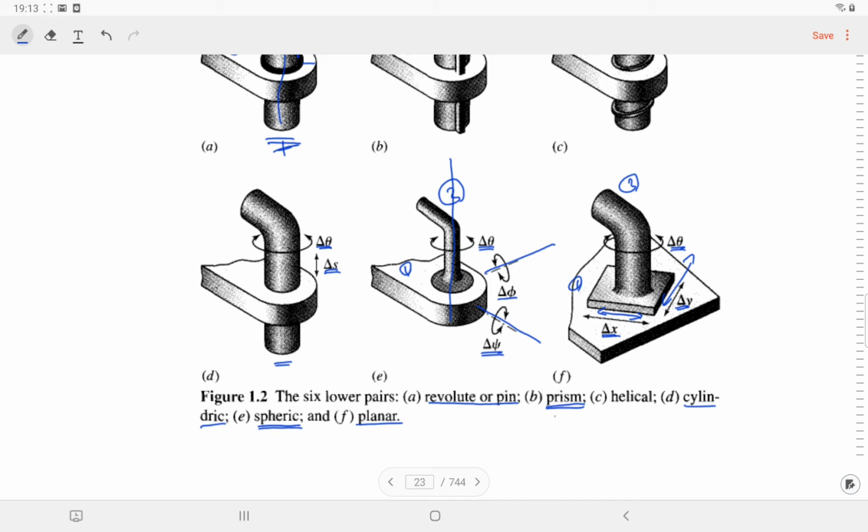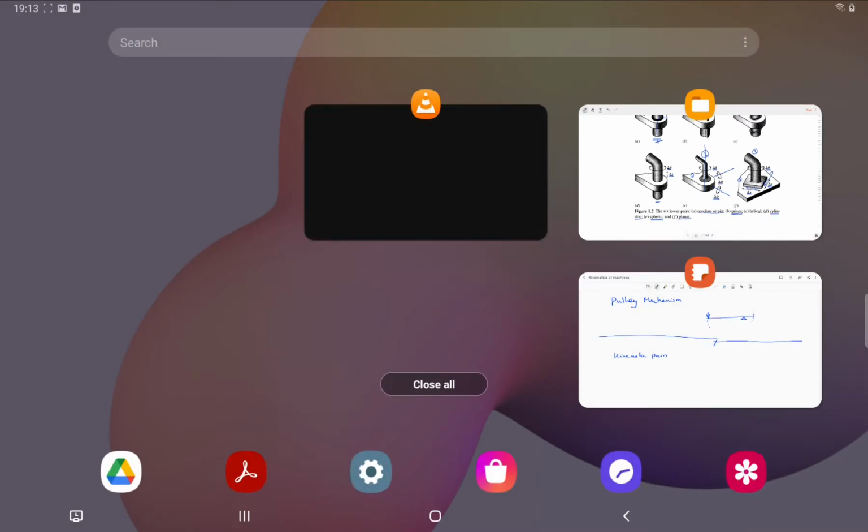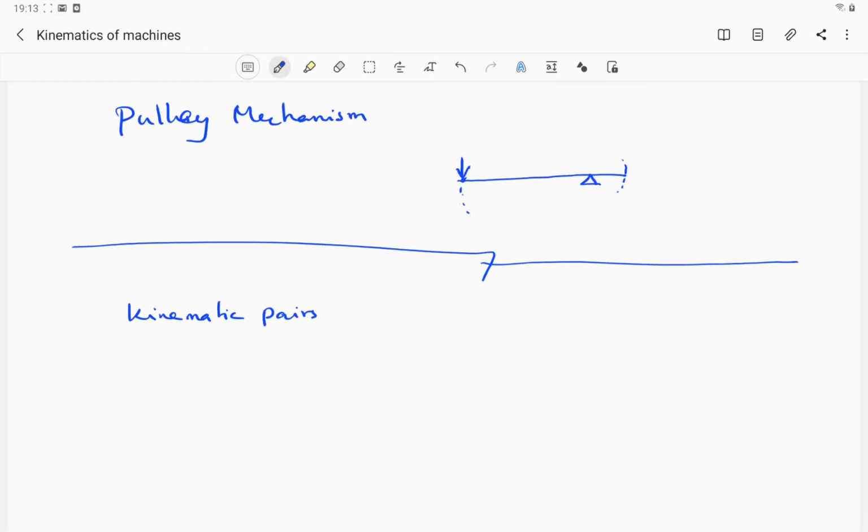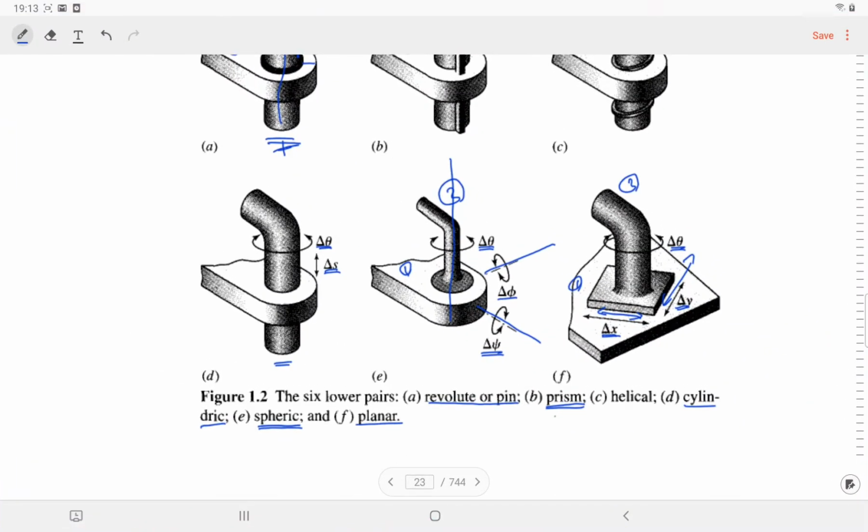And if you notice, those pairs are known as lower pairs, which means there is something called higher pair, and let's see what is higher pair.